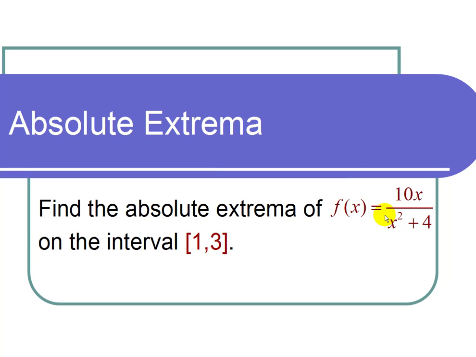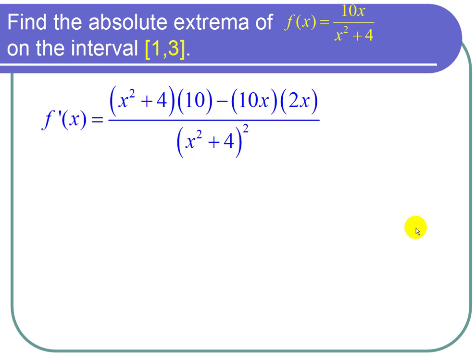We have 10x over x squared plus 4, so I'm going to use the quotient rule. So we have low, x squared plus 4, times d high, the derivative of 10x is 10, minus high, 10x, times d low, the derivative of x squared plus 4 is 2x. Square the bottom, and away we go.